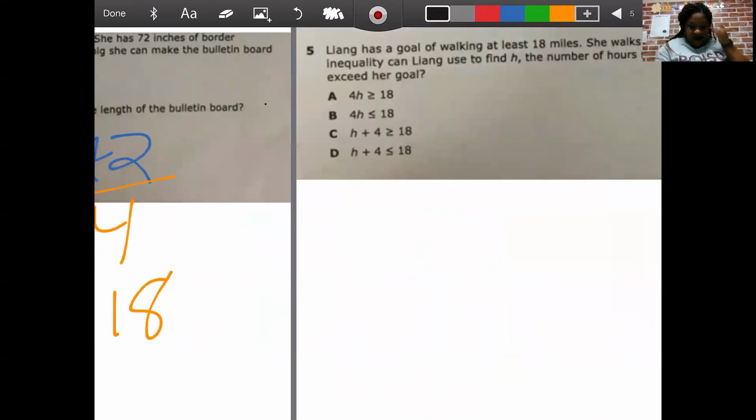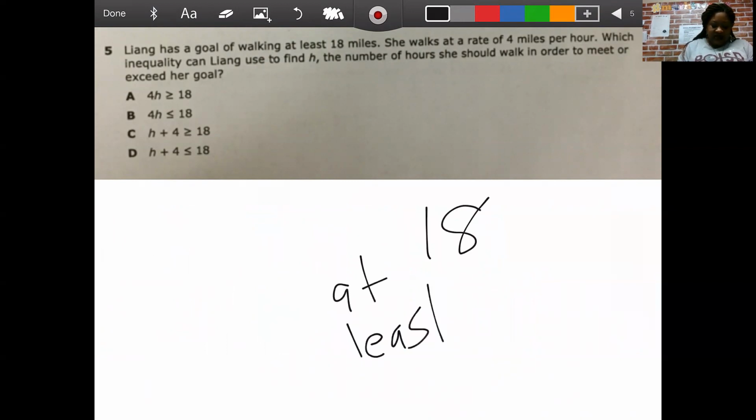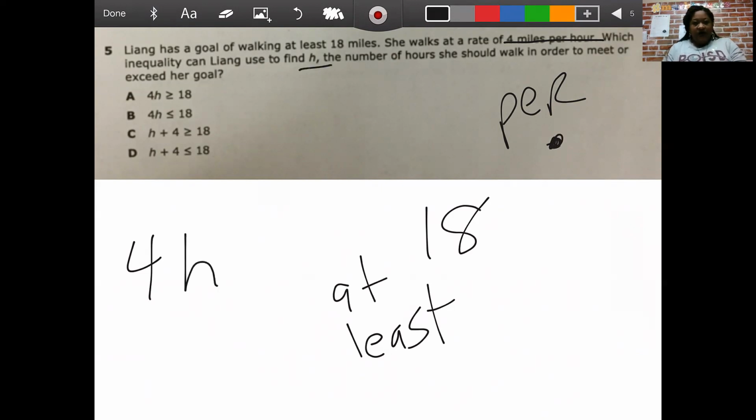All right, number 5. Leon has a goal of walking at least 18 miles. So I'm going to put 18, and I know in the middle, the sign is going to be at least. She walks at a rate of 4 miles per hour. 4, and remember the word per is multiplication. So 4 per, and then the variable they're using is an H. So 4H means 4 per hour.